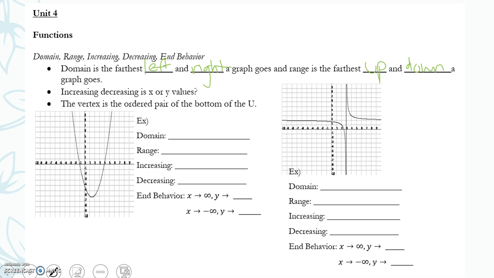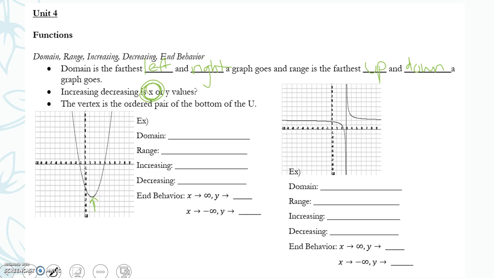Increasing and decreasing, is it the x or the y values? It is the x values. That's the very common mistake, especially on the SOL. They will give you the y values trying to trick you, but you have to remember that it is x. The vertex is the ordered pair at the very bottom of the U. So like if we were going to look at the U down below, the vertex would be right there.